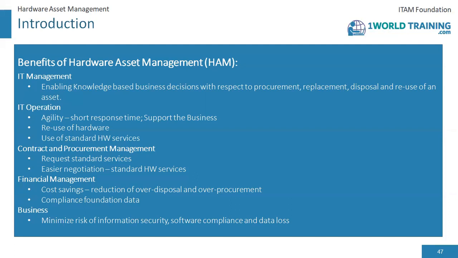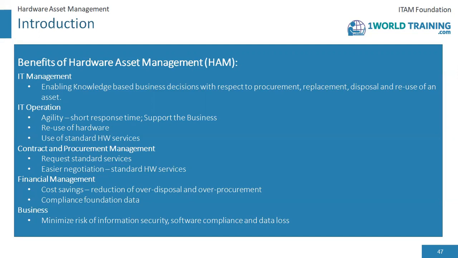Next is IT operation: agility, short response time, support the business, reuse of hardware, use of standard hardware services. So we will be able to support the business. We'll be able to reuse the hardware when we have hardware asset management. And then we'll be able to use the hardware assets with standard services. And the next one is contract and procurement management: request standard services, easier negotiation, standard hardware services.